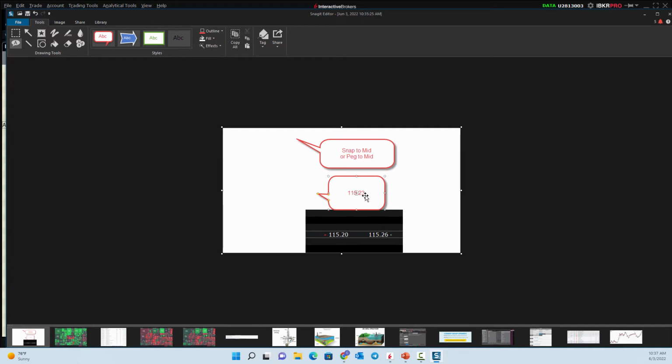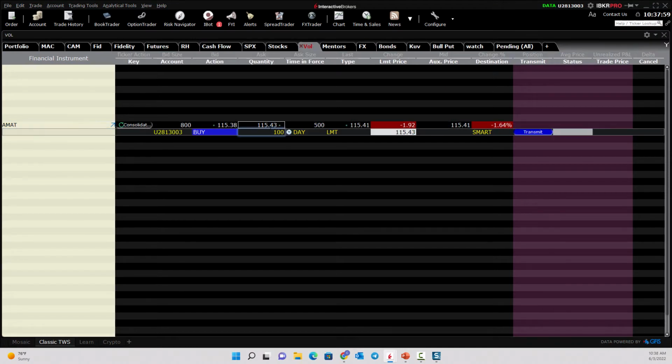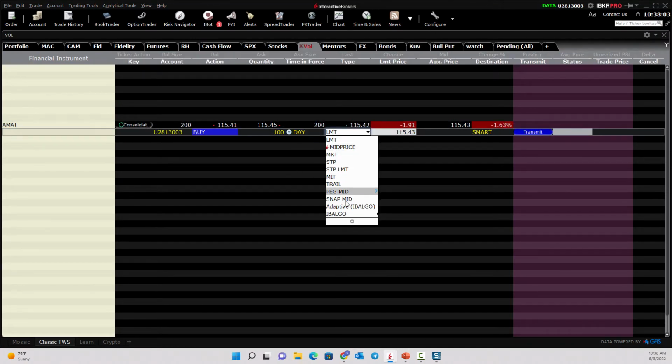So in terms of this trade, the snap to mid will stay there at wherever the midpoint is when it goes. It just snaps once to the midpoint and then stays at that price. Peg to mid will move around with the bid-ask spread. Understanding those differences is important. So if we were looking at a buy, you can see right here that you have all these different choices, and you can see peg to mid or snap to the midpoint.